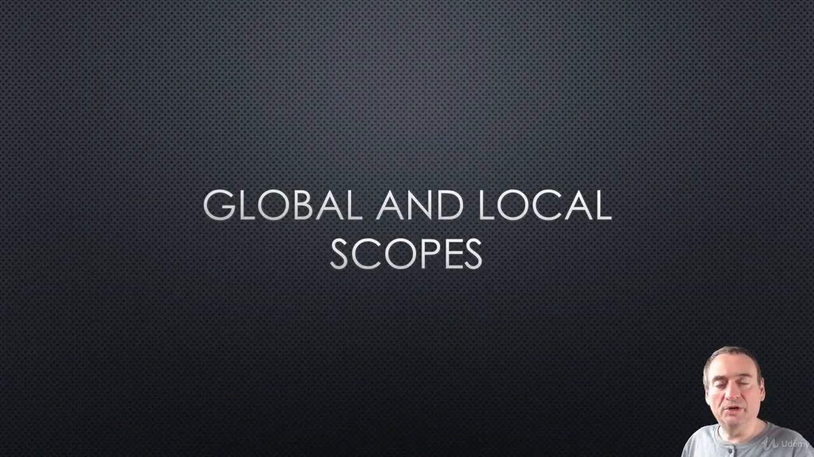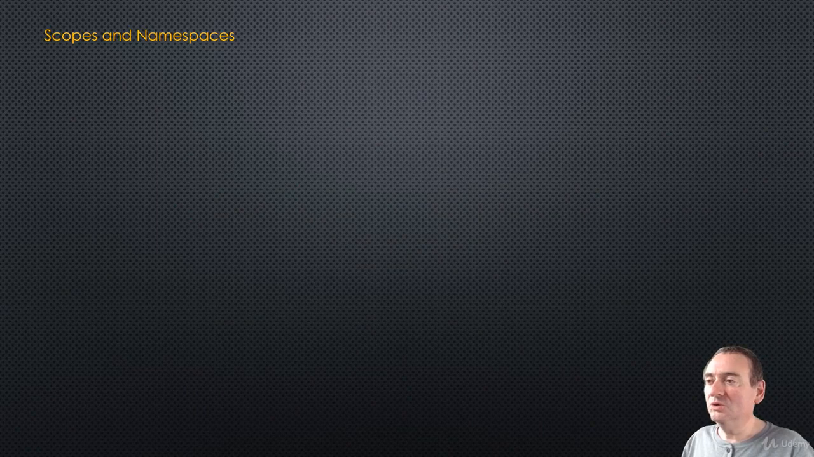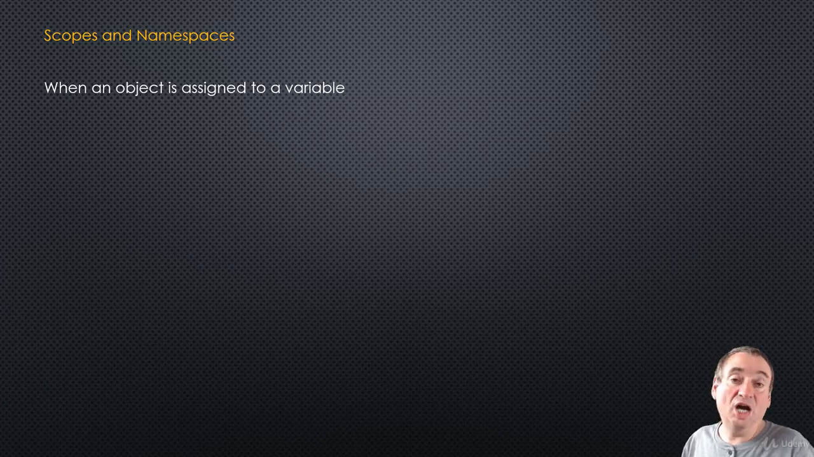Hi, in this video we're going to talk about global and local scopes. So, scopes and namespaces. Well, let's take a look at what happens when we assign a value to a variable, or we assign an object, technically, to a variable, right?